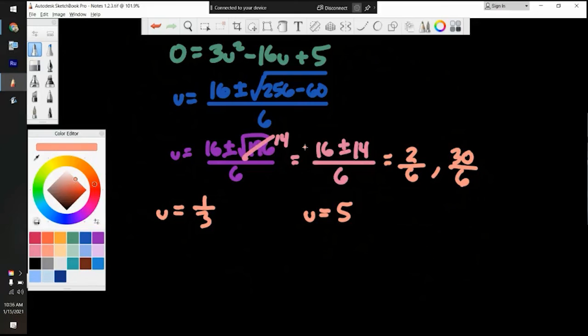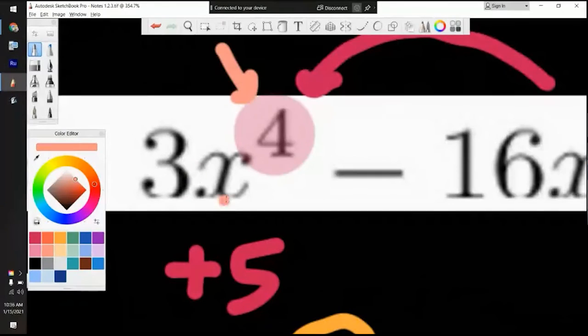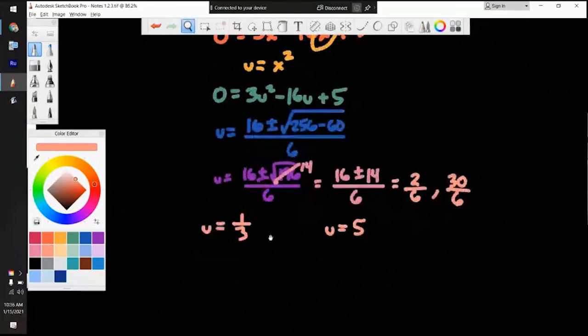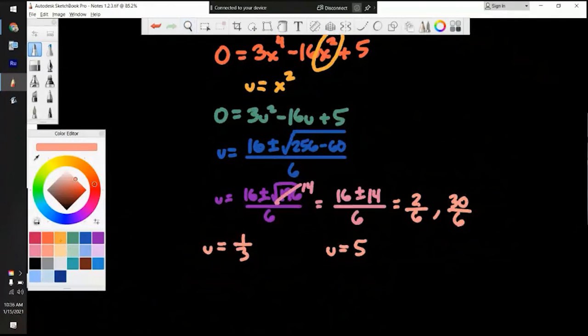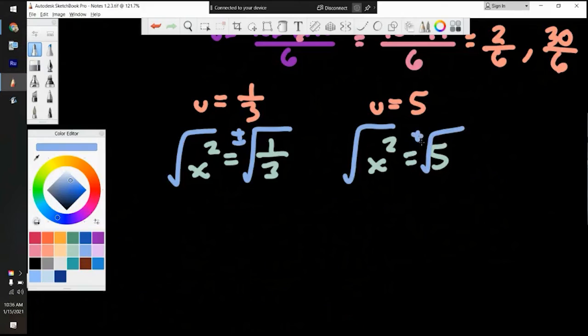Okay. Now, based on the fundamental theorem of algebra, we should have 4 answers because the degree is 4. So this is only 2 answers, and the reason it's 2 answers is because really we're solving for u and we should be solving for x. So that's what we're going to do next. This u is equal to x squared, so I'm going to say x squared is equal to 1/3, and then x squared is equal to 5. Then when we do the square root, you'll have 4 answers because we're going to do the square root here, plus or minus, so that's 2 answers. We're going to do the square root here, which is another 2 answers, so you have 4 answers total.